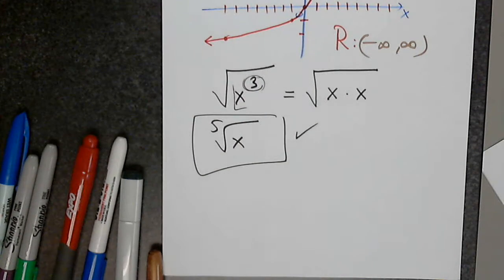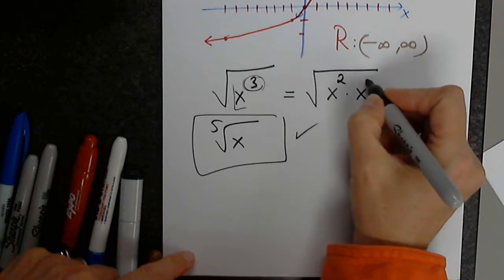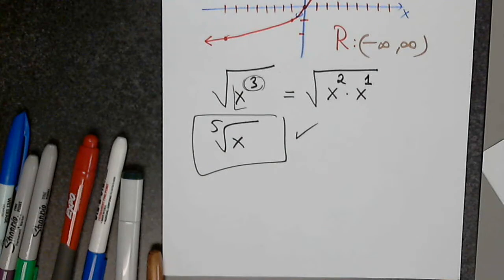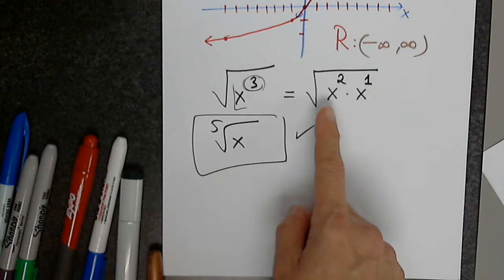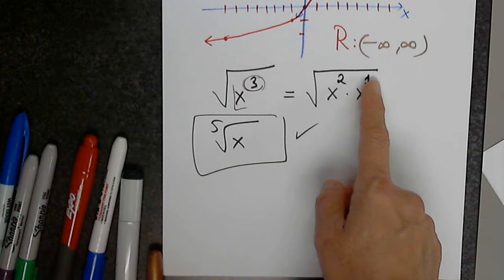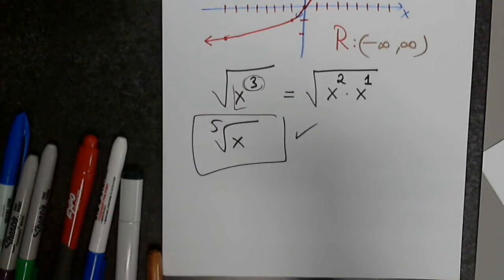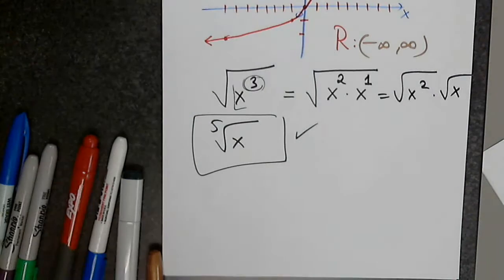So in my mind, I say 3 divided by 2, but 3 divided by 2 is not an integer. I go back 1. What about 2 over 2? 2 over 2 works. So I'm going to say 2 and 1. So I break 3 into 2 plus 1. So x squared times x to the first power, I copy the base, add the exponents, and I get this. It's a product, and I can split it like this.